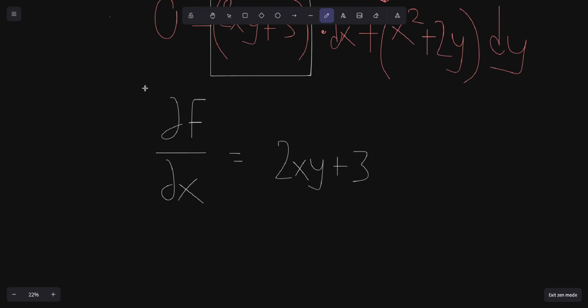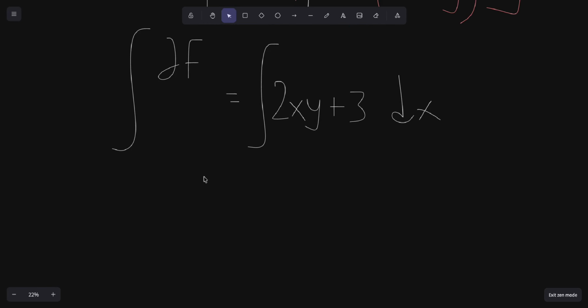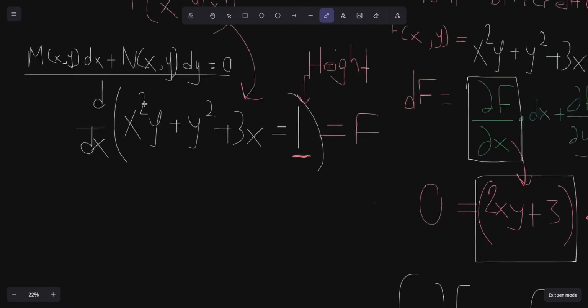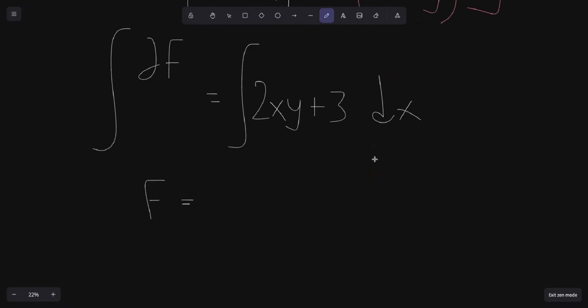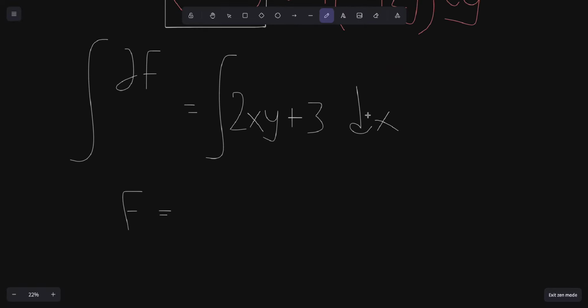And what I can do is integrate this with respect to x. So I multiply both sides by dx. And so what I get is f, my original function. I want my original function back, f. That's what I'm looking for. In order to integrate this with respect to x, you treat y as a constant. So this is just going to be x squared y, and then plus 3x and a constant.